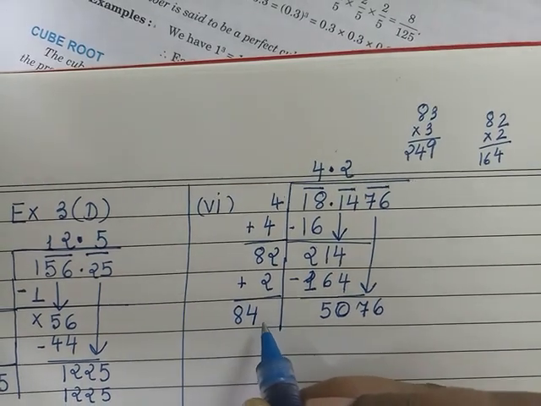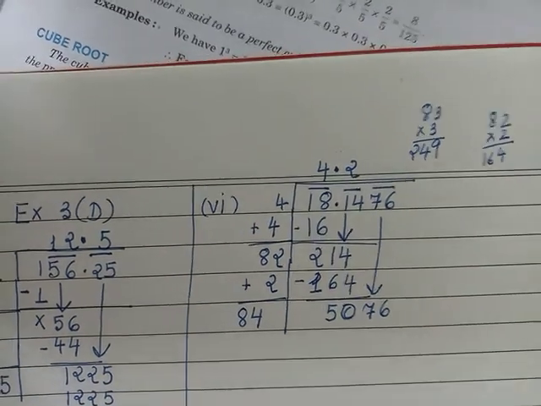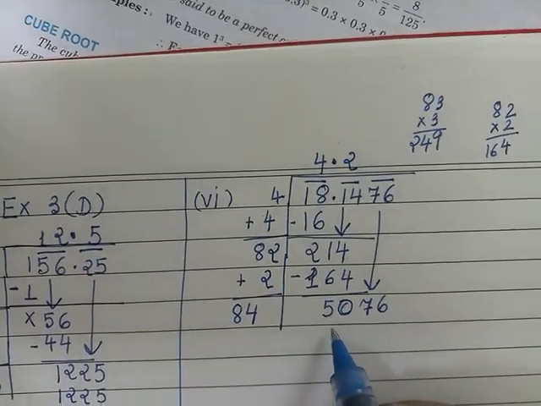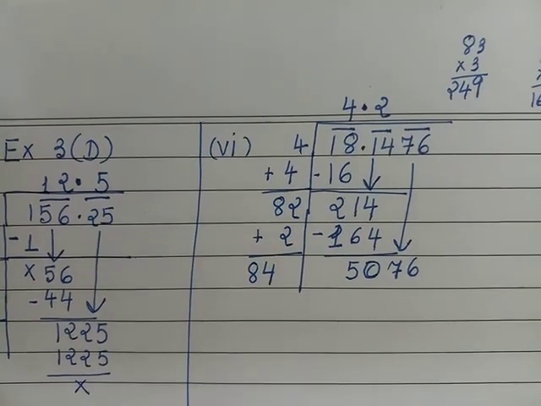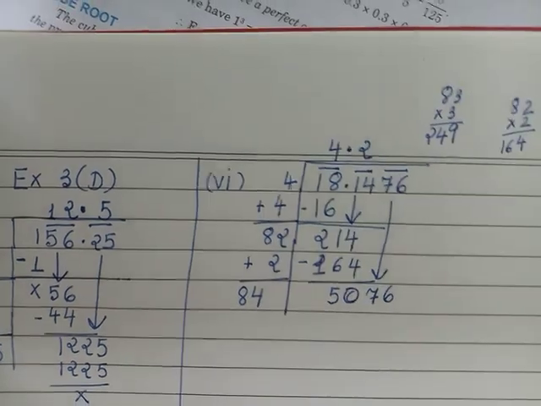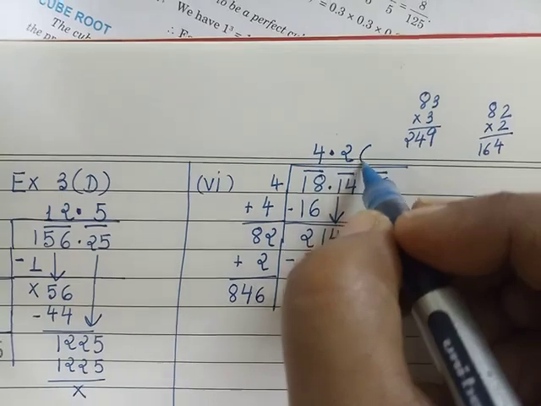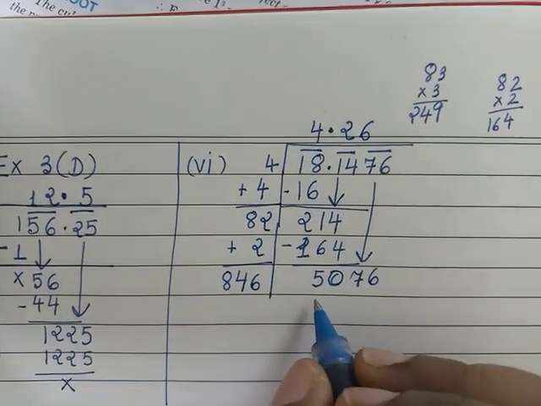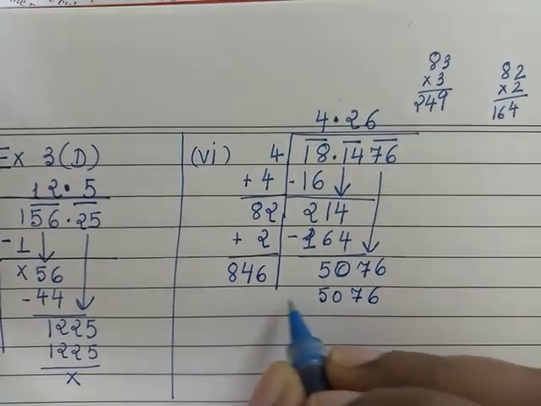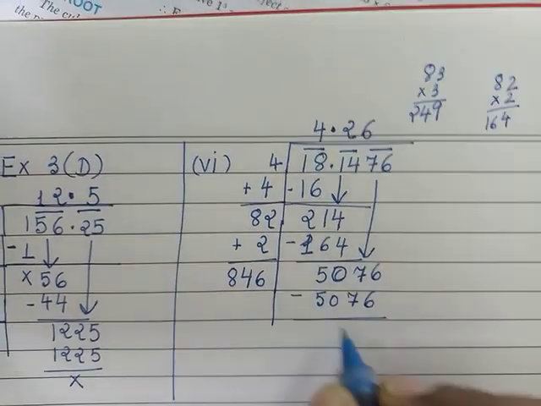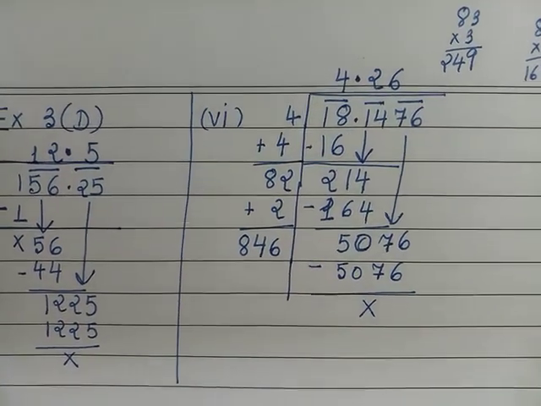84. Now we have to affix any one such number in front of 84 so we reach either 5076 or close to 5076. So if you multiply and check, if you put 6 over here, 846 into 6 will give you 5076. Okay. And we subtract. This way we complete the square root of the number.